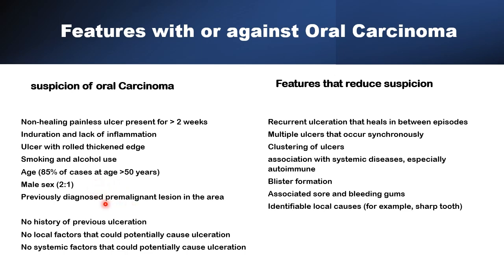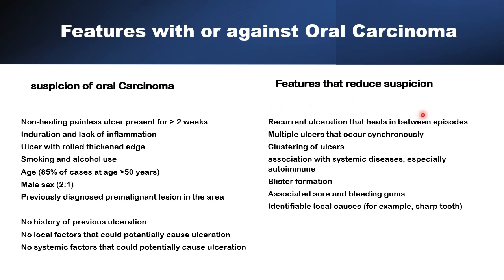And in addition, if there is no history of previous ulceration, this is a de novo ulcer in this age group, and when there are no local or systemic factors to explain the ulcer, like no potential cause for local ulcers or systemic conditions. On the other hand, the features that may reduce suspicion include recurrent ulcerations that heal in between the episodes.